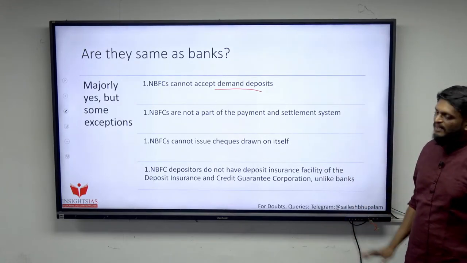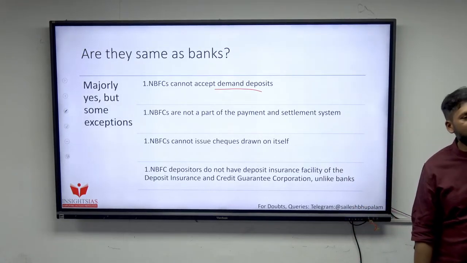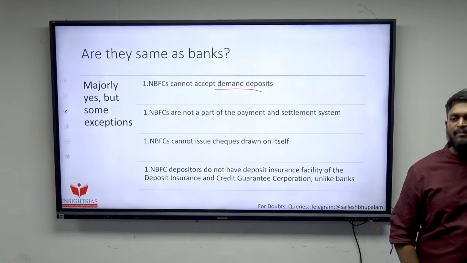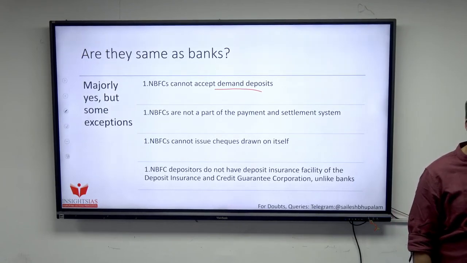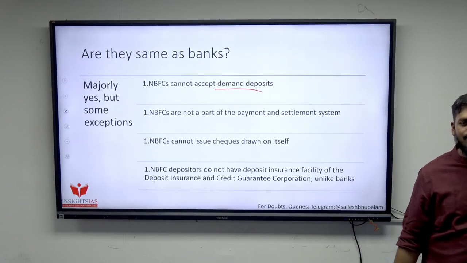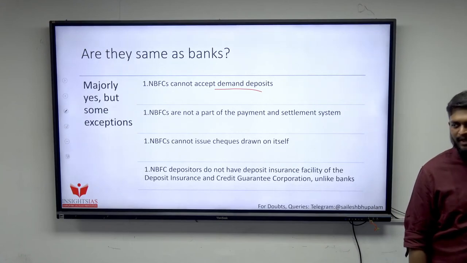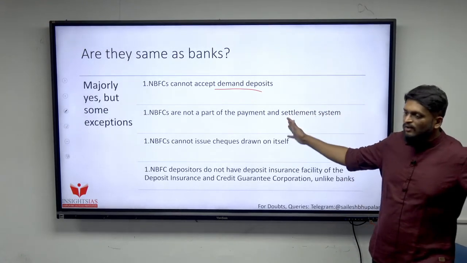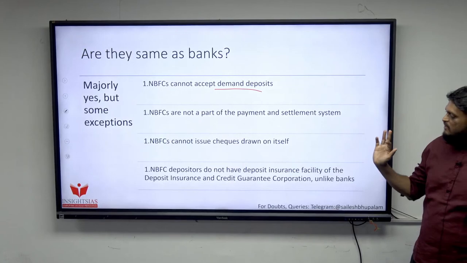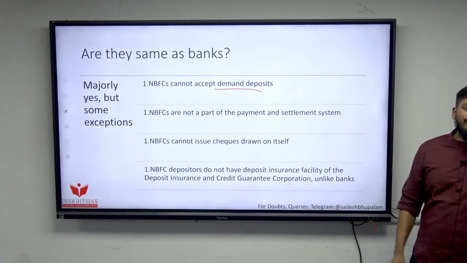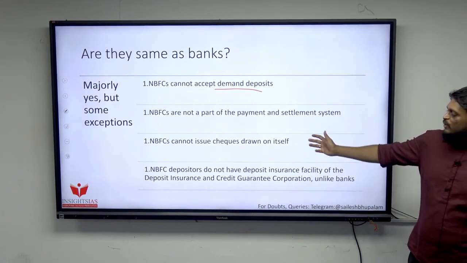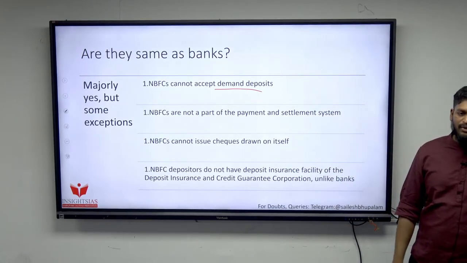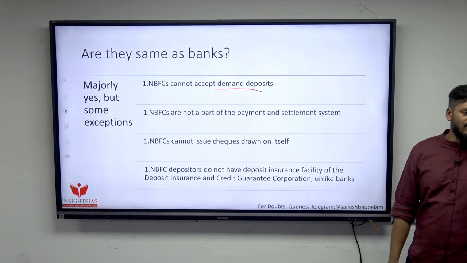NBFCs are not part of the payment settlement system. Payment and settlement means, imagine you have a bank account with which you can buy something on Amazon or pay someone on PhonePe. This is not possible using an NBFC account. Because if it has to be possible, what type of account should it be? It should be a demand deposit. If they don't have demand deposit at all, they cannot be part of the payment settlement system. Even if you have to write a check on your account to someone, what type of account should it be? Same, demand deposit. So you cannot write checks with NBFC accounts.